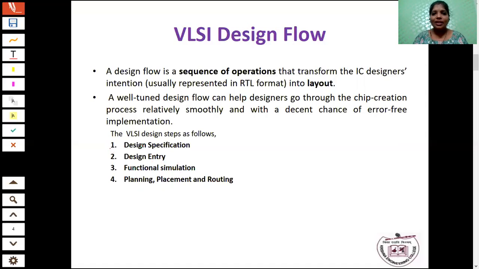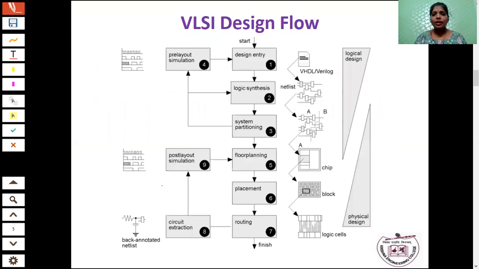So what are the steps we are going to follow to design any IC? The first step is design specification. The second one is design entry. Design entry is followed by functional simulation. After that, planning, placement and routing. So this is the design flow diagram of VLSI design.